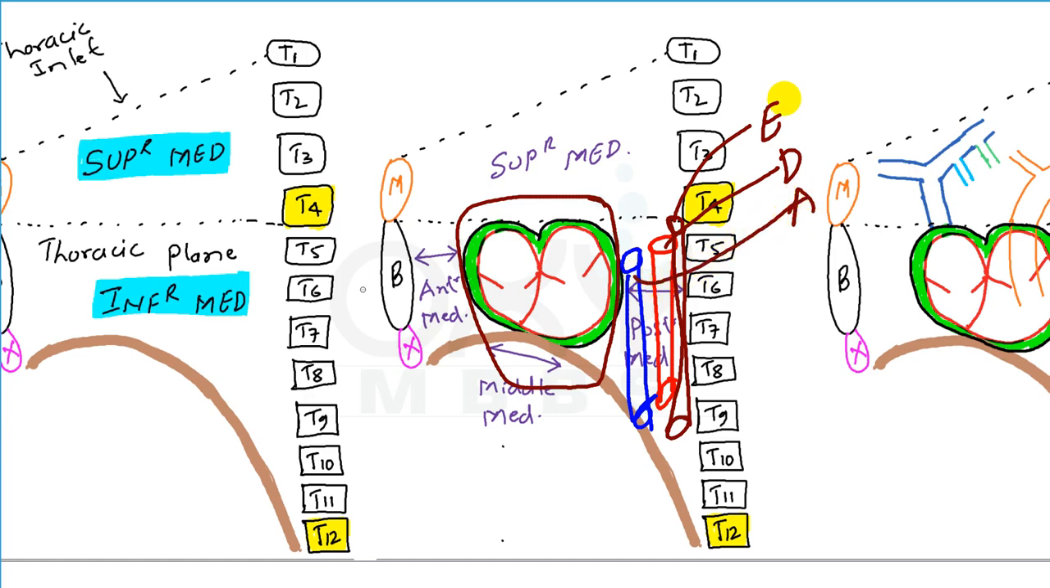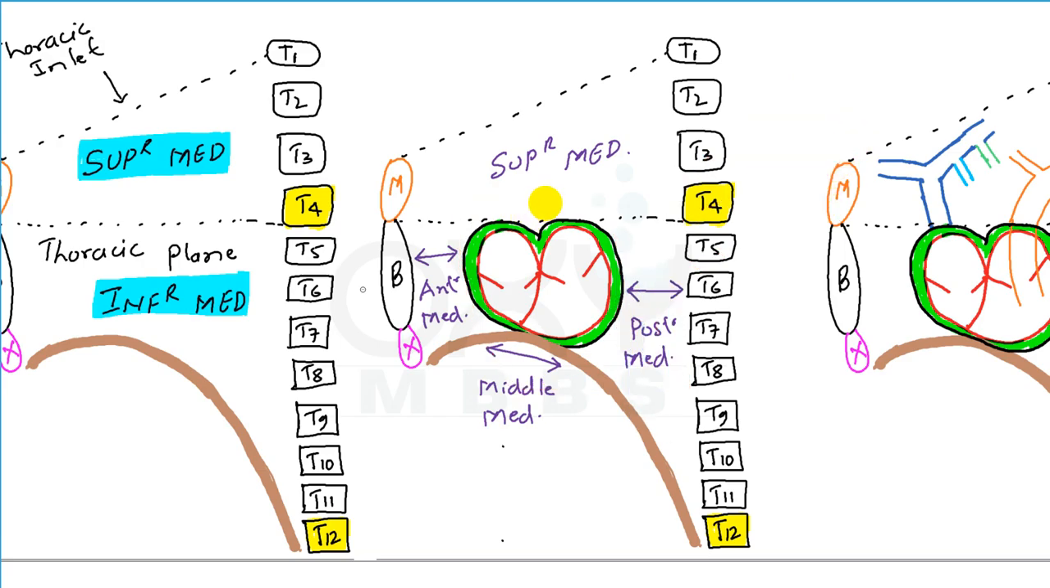So the posterior boundary you can remember it by ADA. ADA means from the E it is esophagus, from D it is descending aorta, from A it is azygous vein. And superiorly this one is the thoracic plane, inferiorly diaphragm, and on the sides obviously the pleurae of the lungs.